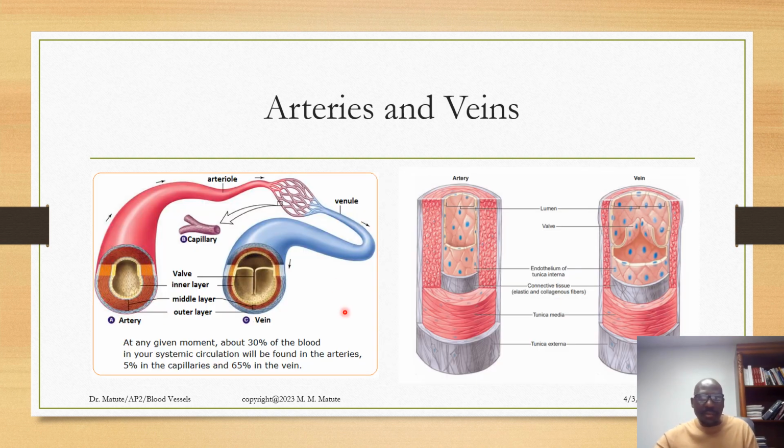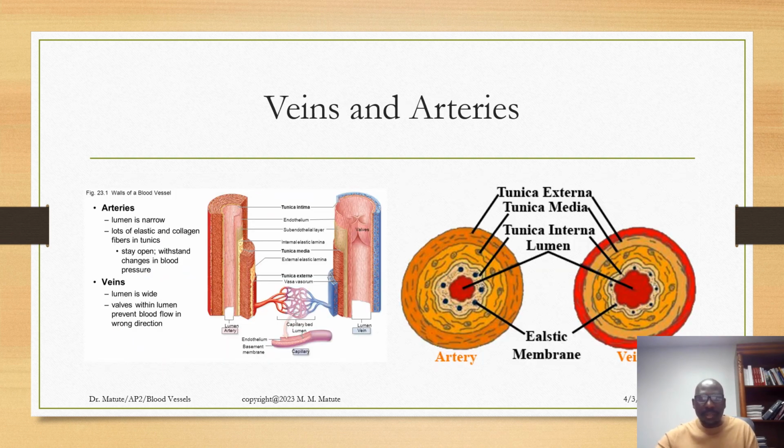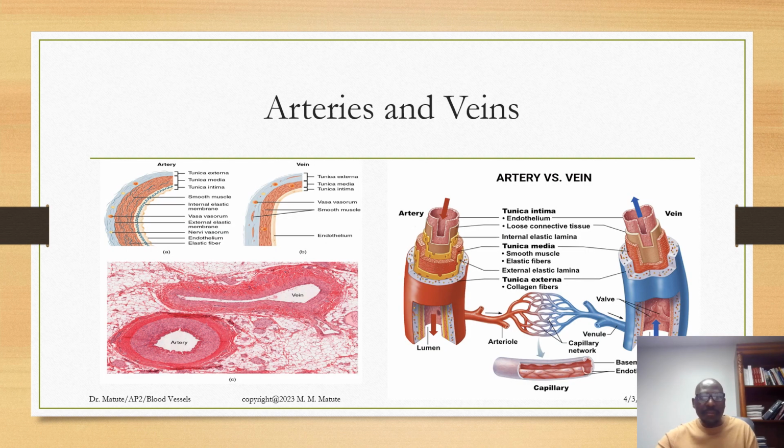These are just some diagrams that we have here. They show us differences between arteries and veins. You can see here smaller lumen, larger lumen, thicker walls, thinner walls, valve, no valve. More diagrams again. Here you can see thick walls, small lumen, large lumen, relatively thinner wall.